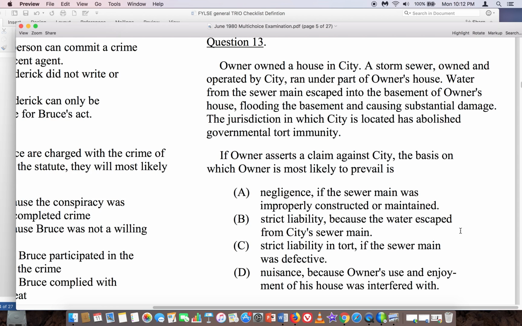A says negligence if the sewer was improperly constructed and maintained, or B, strict liability because the water escaped from the city sewer main, or C, strict liability in tort if the sewer main was defective, and D, nuisance because the owner's use and enjoyment of his house was interfered with.